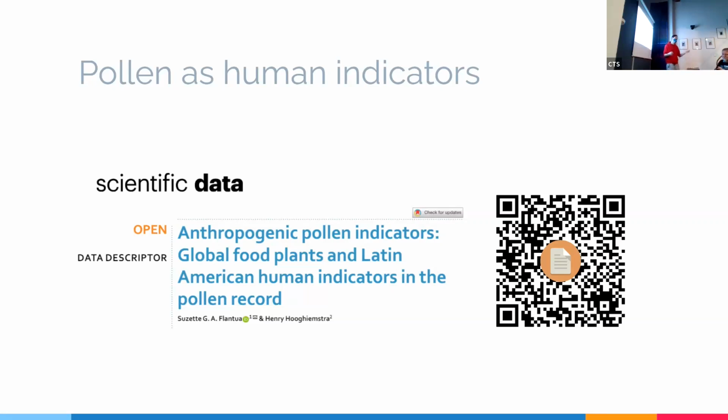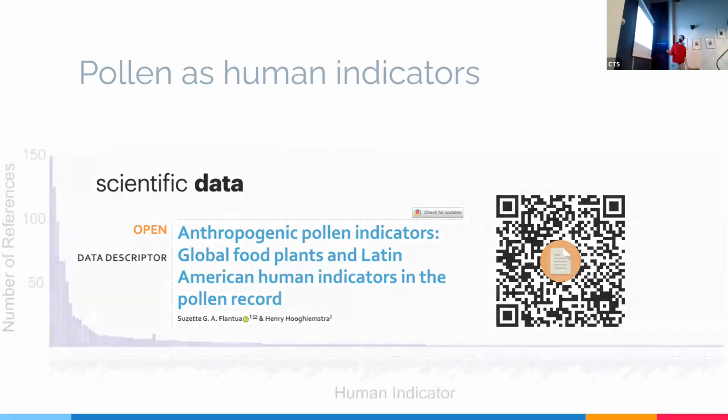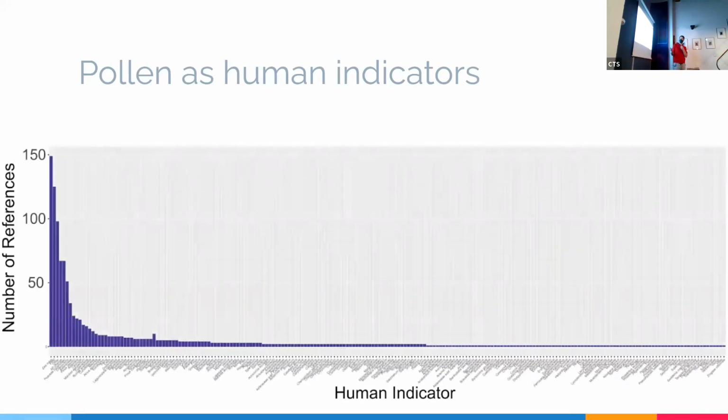Lots of them are Plantago, and there are quite a lot of them in Europe, and they differ across the world. And this is a recent publication by my really good friend Susan Plantua in Scientific Data, like a month ago, where they go and do a huge review of all different possible human indicators in Latin America. And as you can see, these tiny things are the individual indicators.